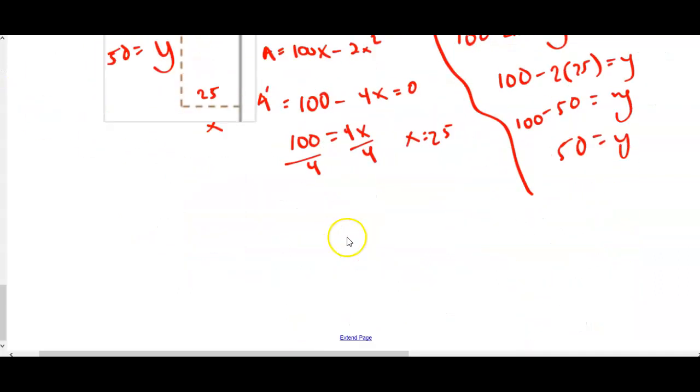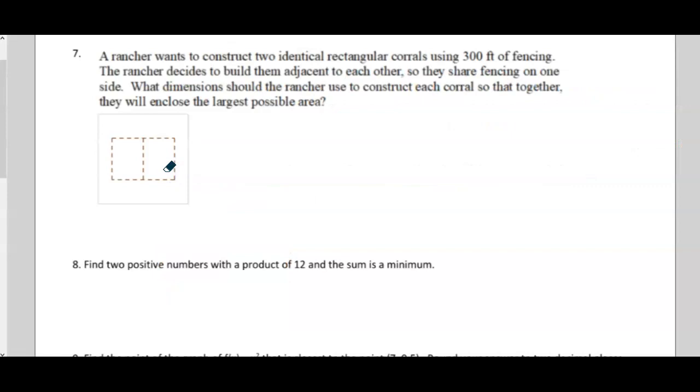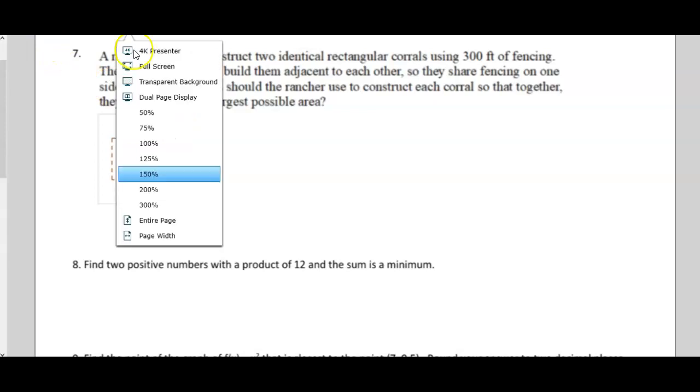All right, 7. A rancher wants to construct identical rectangular corrals using 300 feet of fencing. The rancher decides to build them adjacent to each other, so they share fencing on one side. You're going to share that fencing right there. What dimensions should the rancher use to construct each corral so that together they will enclose the largest possible area? So this is what we've got to do right here.